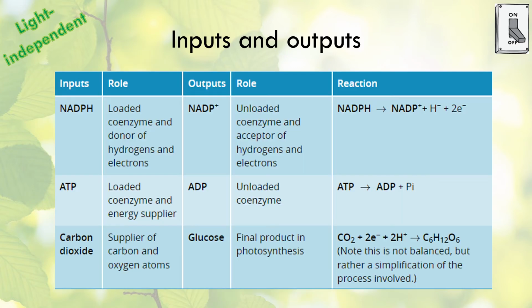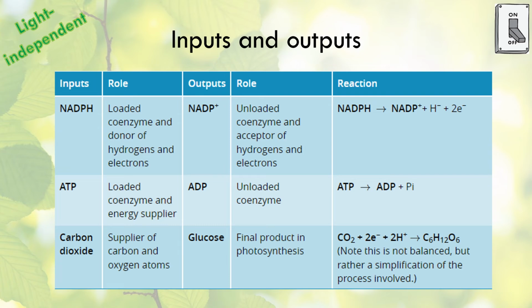Again, with our inputs and outputs for the light independent stage, we've got our NADPH, so our loaded enzyme is now being unloaded, and those hydrogen ions and electrons are now being used to form our glucose. We've got ATP now being the energy being used to form, again, the glucose, and we've got carbon dioxide coming in, which is our carbon that we're fixing.